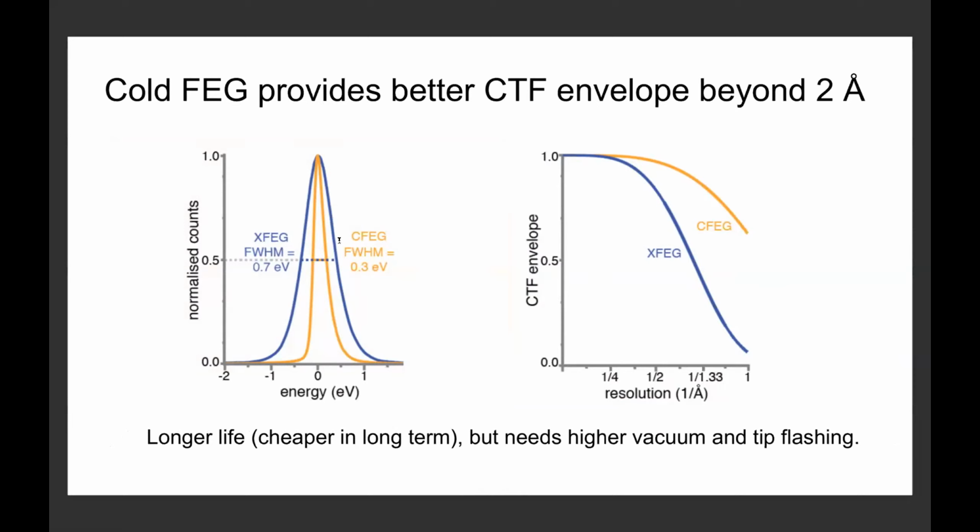By using a cold FEG, this energy spread is narrower. This means a better envelope function in the CTF. Up to around 2 angstrom, the difference is almost nothing. But if you go beyond 2 angstrom, the difference becomes very large, and you have many times more signal than a traditional X-FEG.